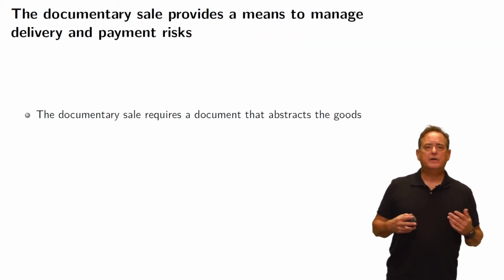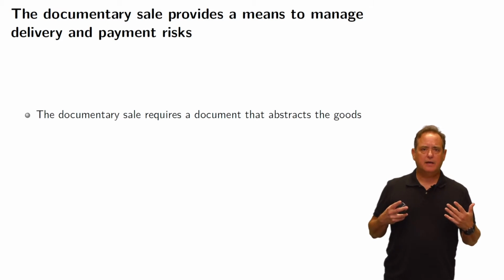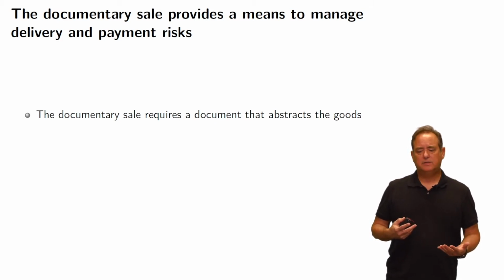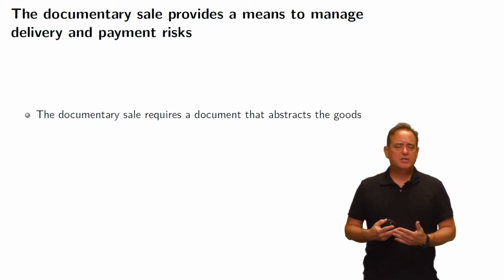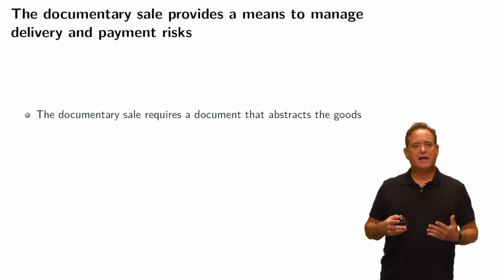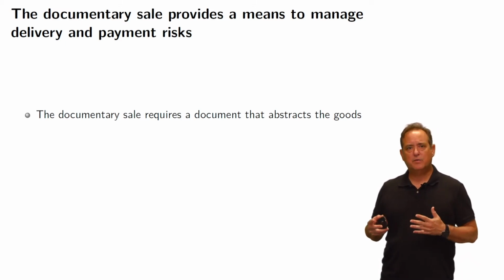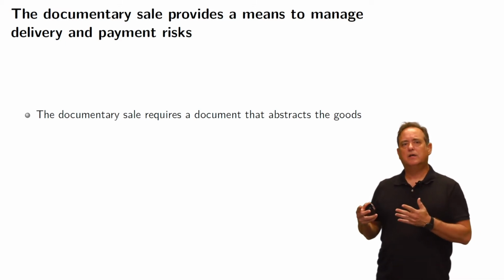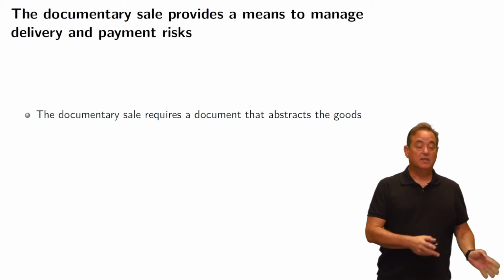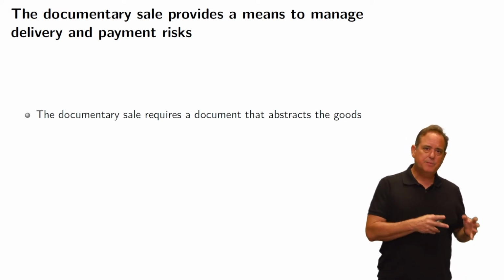So how do we do that? We do that through a legal structure called the documentary sale. And I've got an animation up on D2L, and I encourage you to look at that to get an idea of how the documentary sale allows the parties to a contract to manage delivery risks and payment risks.